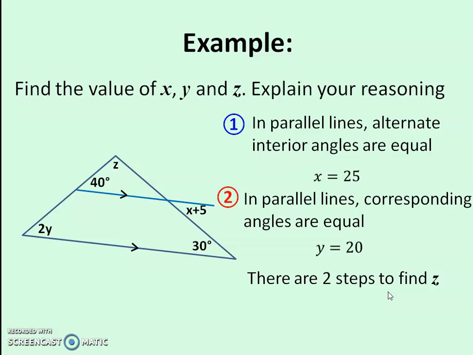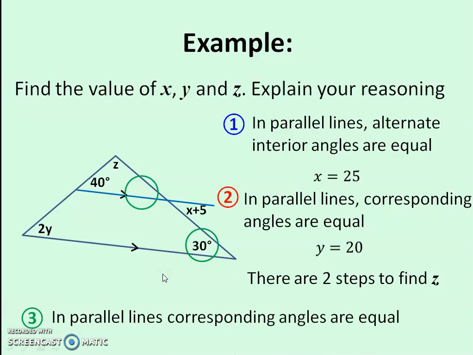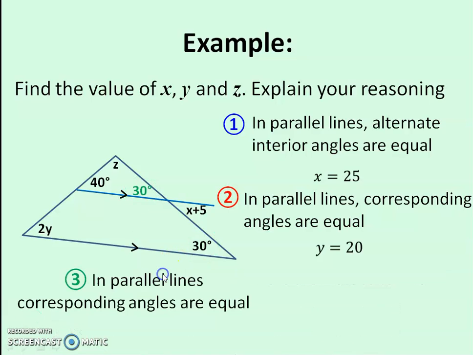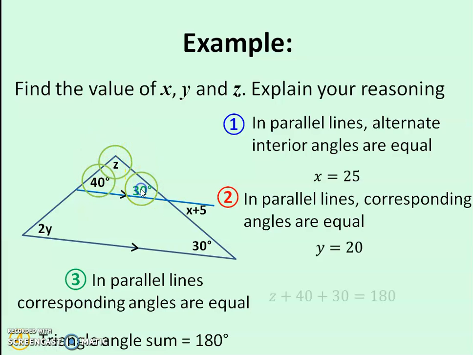Finally, to find z, I went through 2 steps. You might have been able to do it in 1. But my first step was to say that this angle up here, which I've not named and doesn't have a variable, has to equal 30 because these two are corresponding angles. So that's a 30. And my second step was that because these form a triangle, and the sum of the interior angles of a triangle must always add up to 180, it means that z has to be 180 minus 40 minus 30, and that is 110 degrees. So those are the 3 missing values there.